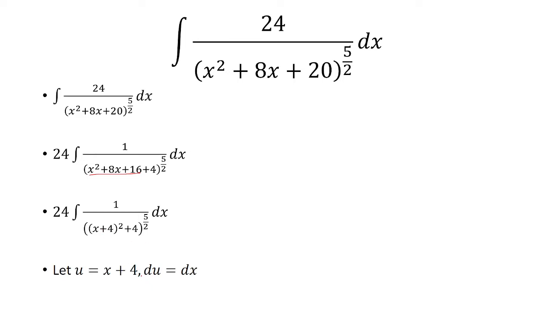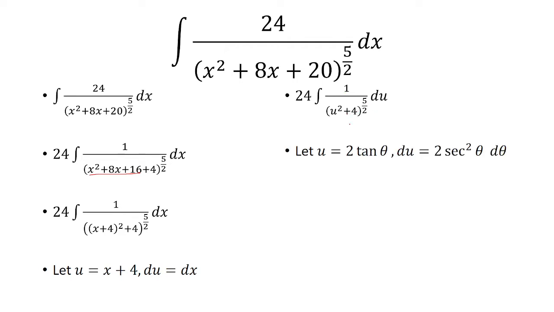We'll let u equal x plus 4. So du is dx. Now the integral becomes 24 times the integral of 1 over u squared plus 4 raised to the 5/2 power. Okay, and here we're going to do a trig substitution rather.